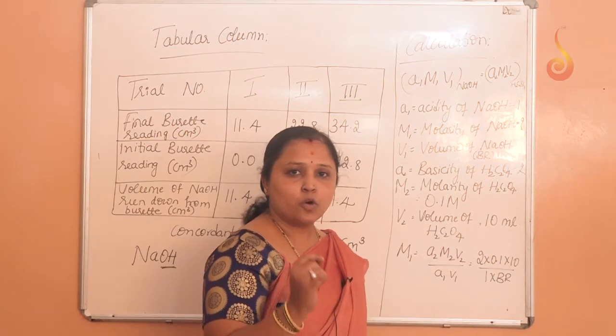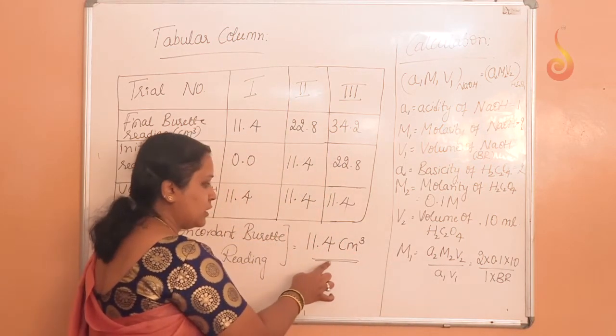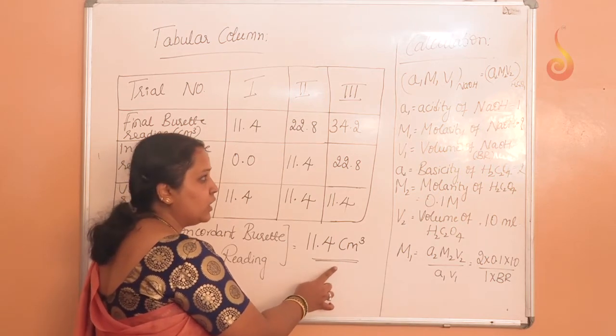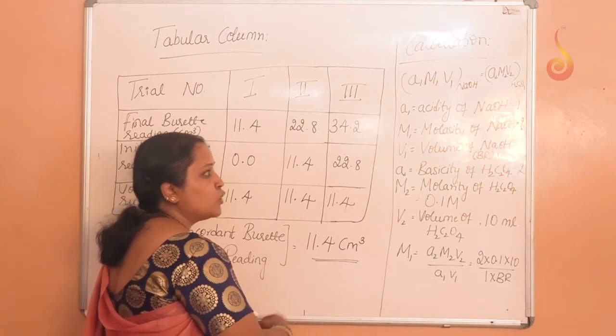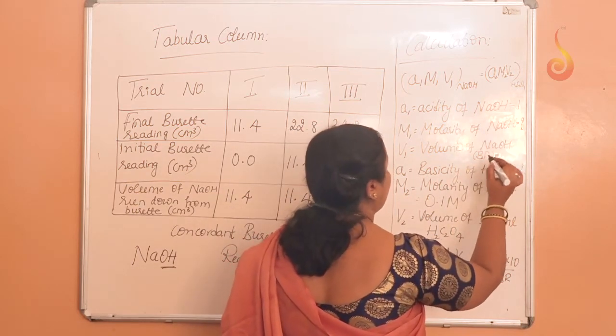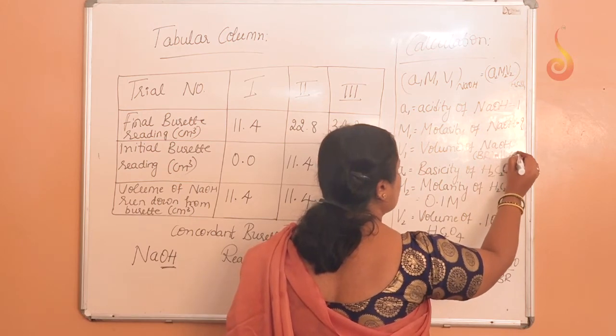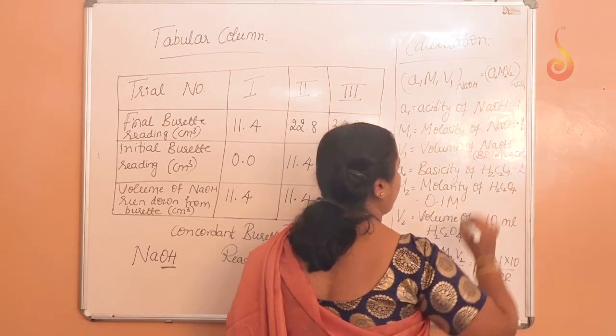V1 is nothing but the volume of sodium hydroxide solution. Which volume do I have to consider? I have to consider the concordant value. So that's the reason I have written BR. BR stands for concordant burette reading, which is 11.4 cm cube.